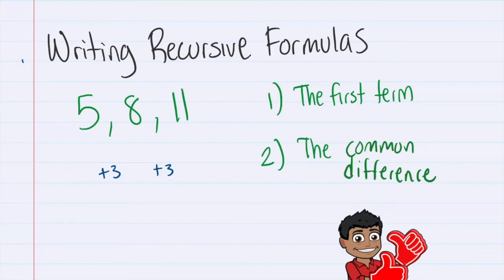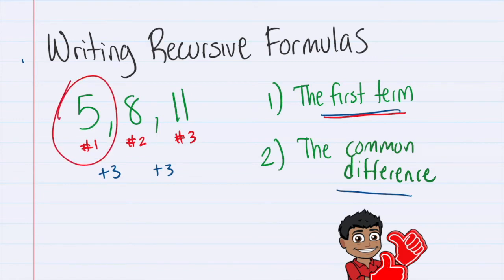Now, in order to write our recursive formula, we've got to figure out two things. The first one is the first term. A sequence always goes in order, so this will be term number 1, this will be term number 2, term number 3 in order. The next one will be term number 4, etc. We've got to figure out the first term, which is basically the first number in the sequence, which is 5.